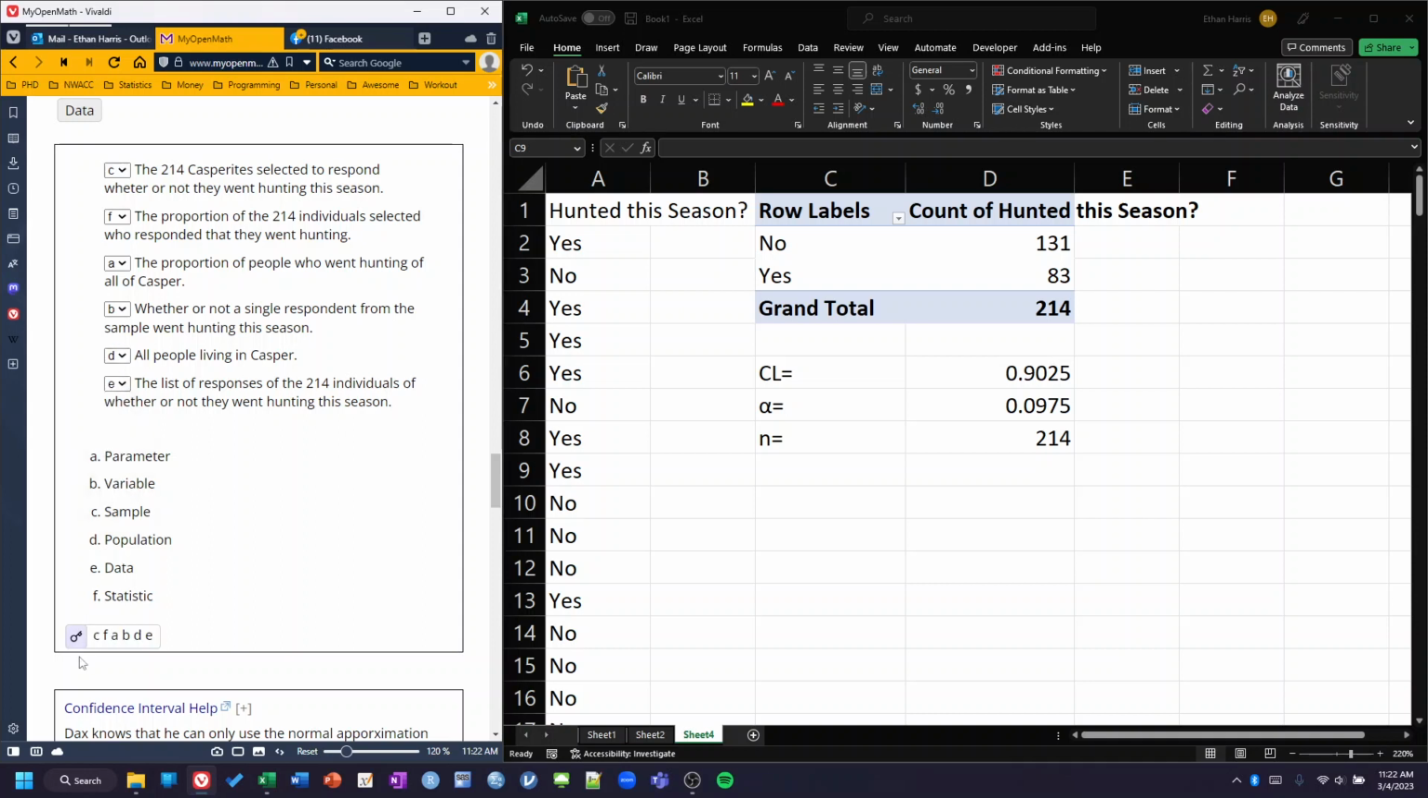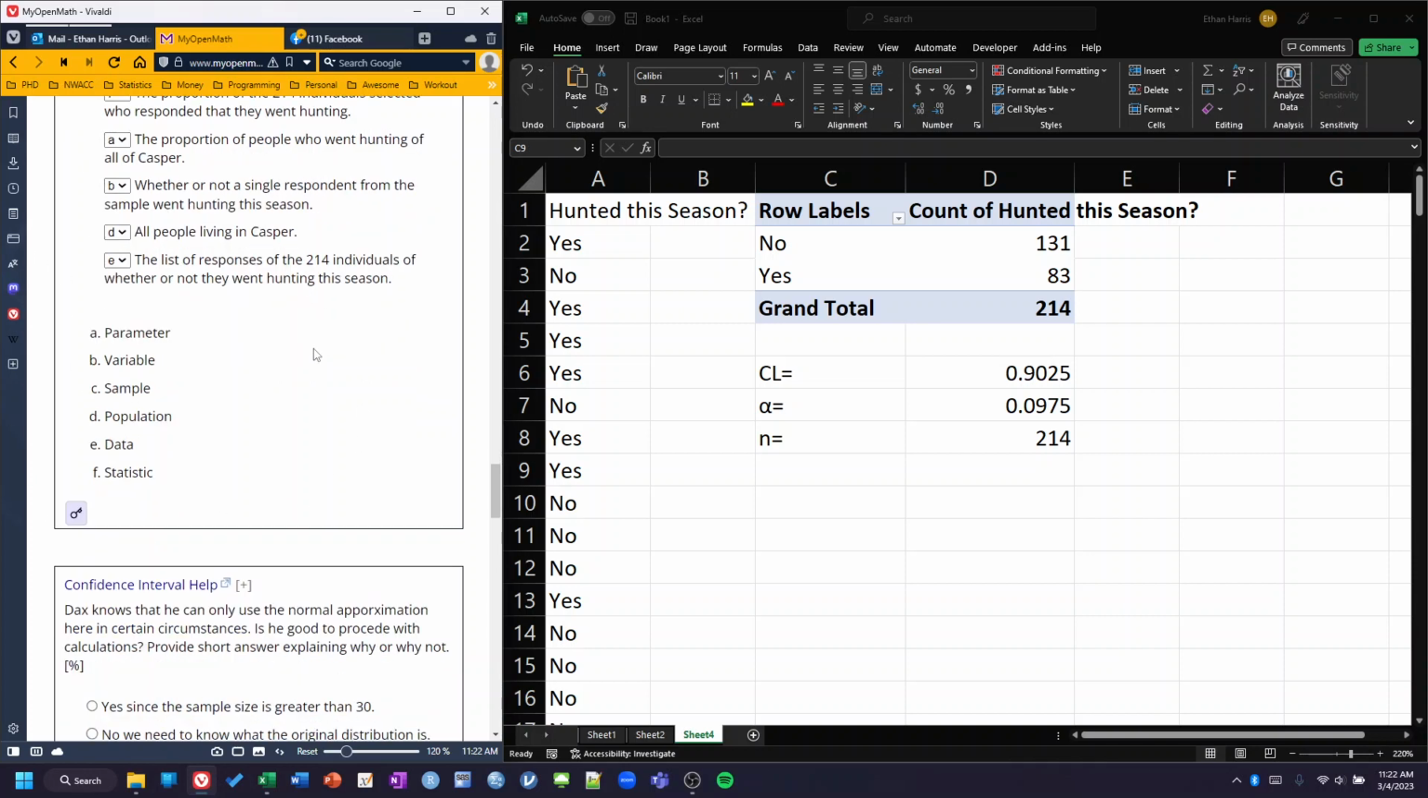Let's just double check our answers. C, F, A, B, D, E. Perfect. This is great practice. We continue doing this exercise for pretty much the rest of class, so it's good to be able to go through and do those.